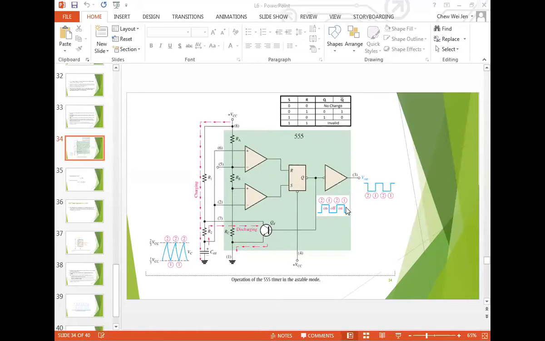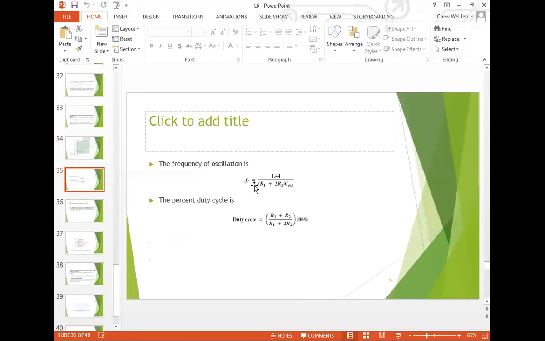So this is your 555 timer. They're saying that at the output, how much time it was on, mark, and how much time it was off, space. The only formulas we have are these two formulas, which are the frequency of the oscillation and the percentage of duty cycle. So how would we use this information to determine the time?